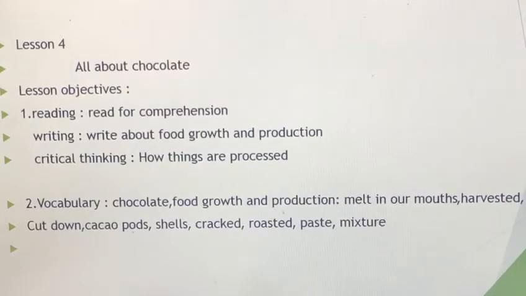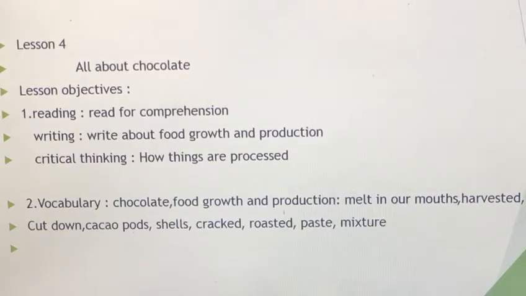How things are processed. We have some important vocabulary like chocolate, food growth and production, melt in our mouth, harvested, cut down, cocoa pods, shells, cracked, roasted, paste, and mixture. Let's start our lesson.